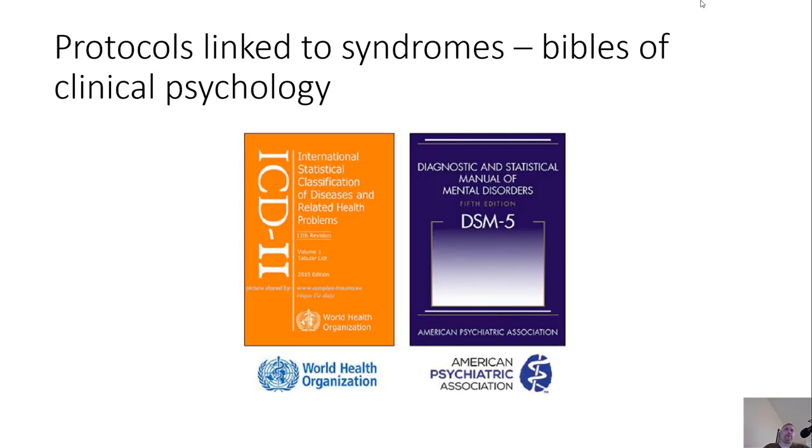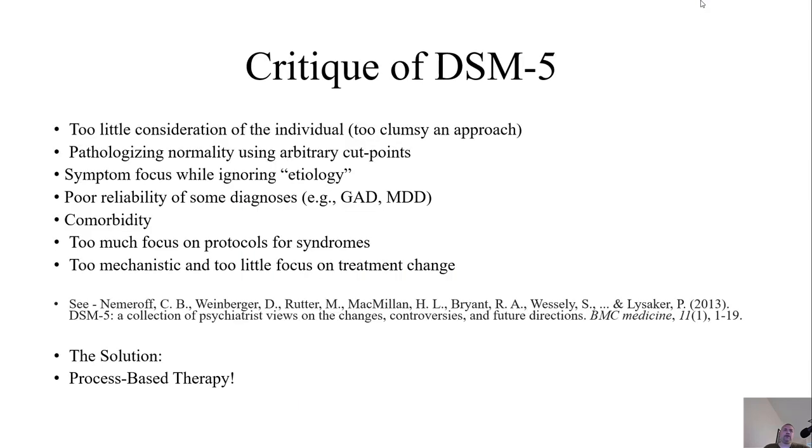So these are the Bibles of clinical and psychiatric psychology, the DSM-5 and the ICD-10. The typical criticisms of these models are, number one, they're too clumsy, too little consideration of the individual. I'm not going to be overly critical of the DSM because it is a good starting point. It does provide us with a standardized way of approaching psychotherapy and providing a way to diagnose and treat individuals. So there's a lot right with the DSM, but we're trying to demonstrate here why we might be able to improve it with a process-based approach.